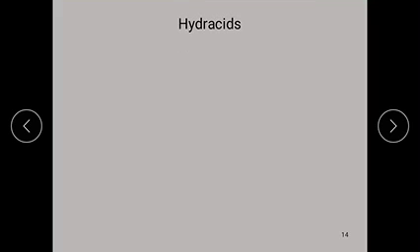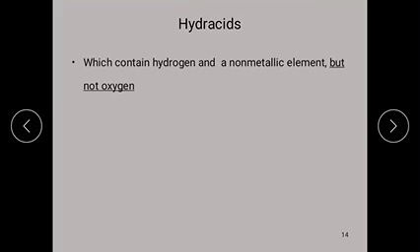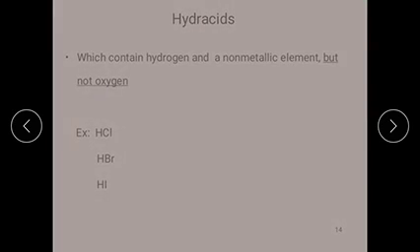Next one is hydracids. Hydracids contain hydrogen and a non-metallic element but not oxygen. Those are called hydracids. Examples are HCl, hydrogen bromide, HBr. Here chlorine is there, bromine is there, and these non-metallic elements are combined with hydrogen, and these are called hydracids. Hydrogen iodide is also one of the examples.